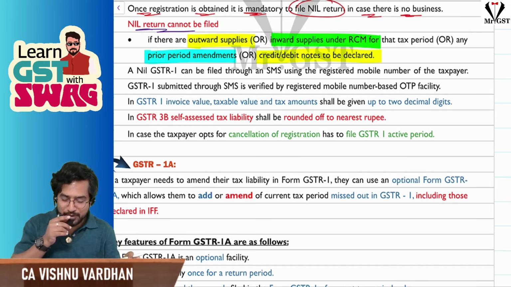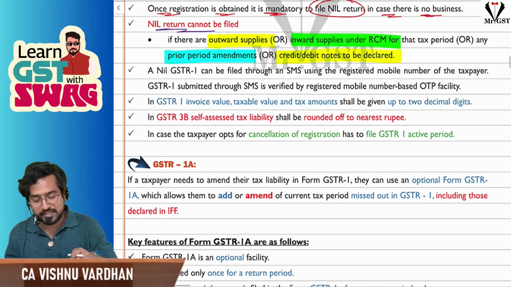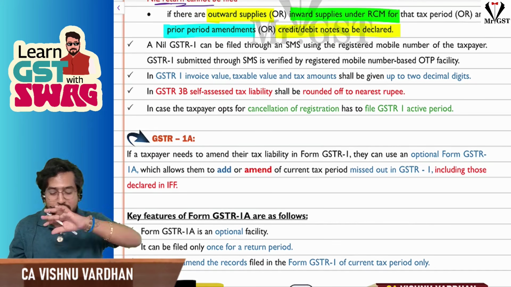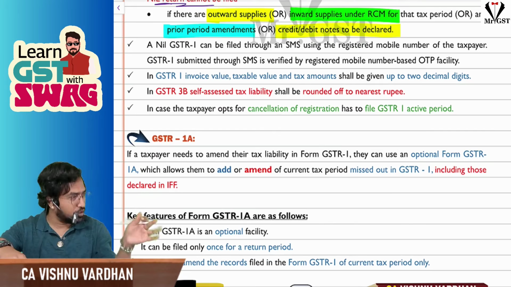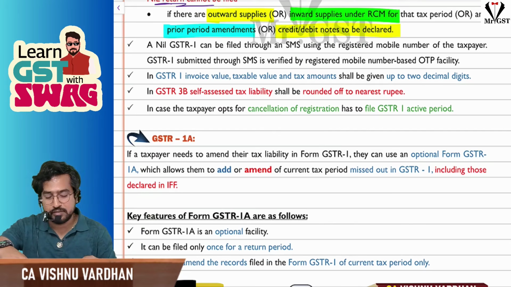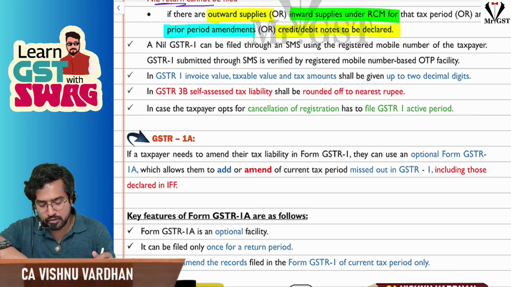Correct. If you have any of these things, it is not a nil return. Only if nothing at all is there is it a nil return. But if you have at least sales, or purchases under RCM, or any prior period amendments, or credit or debit notes, it is not nil. Shall we move on?